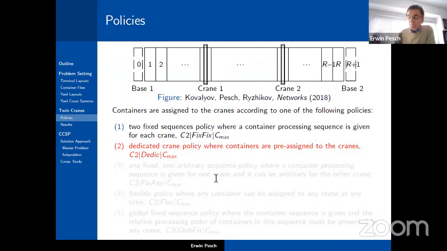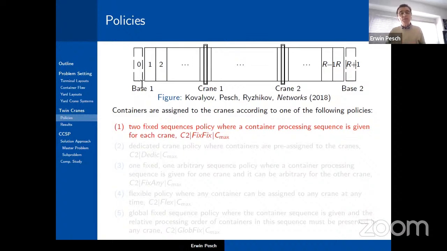What I'm going to present now is from a paper that was published in Networks with my co-authors Mikhail Kovalyov and Andrew Richikov. Let us again look at the container block, and we assume here, different from the situation later, that there are only inbound requests. That means containers are only brought into this container block, from the left and from the right side, and we would like to minimize the makespan. Then we have 5 possible policies for how the containers arrive in the container block from both sides.